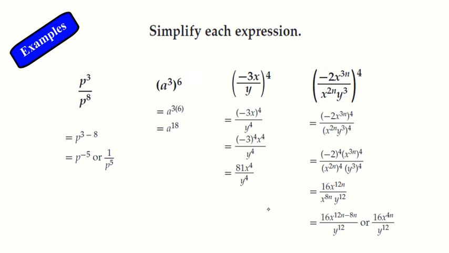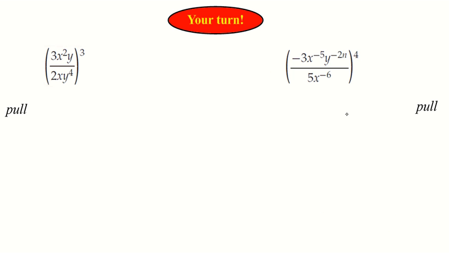And looking at that, let's see, what can we simplify? We have x to the 12n divided by x to the 8n, so we're going to subtract those when they're divided. Remember, 12n minus 8n gives us 4n right here. The 16 stays there, and the y to the 12th is in the denominator. So getting a little more complicated in some of those. Please pause the video and take some time to try these on your own.